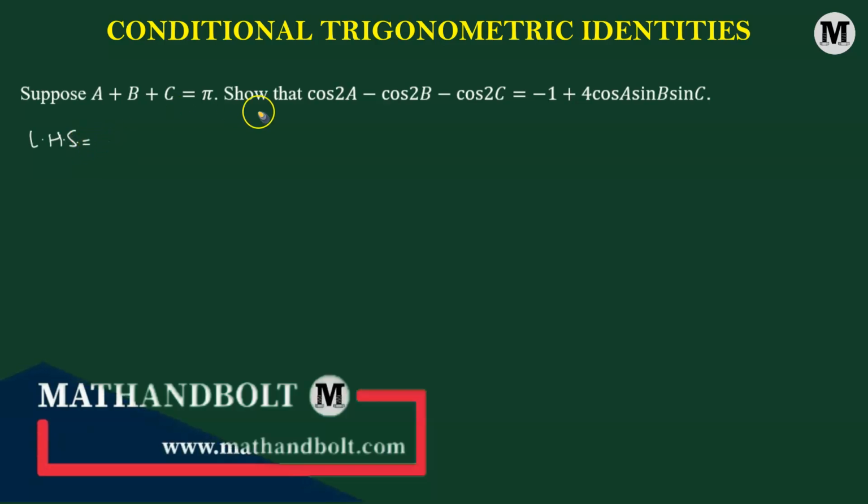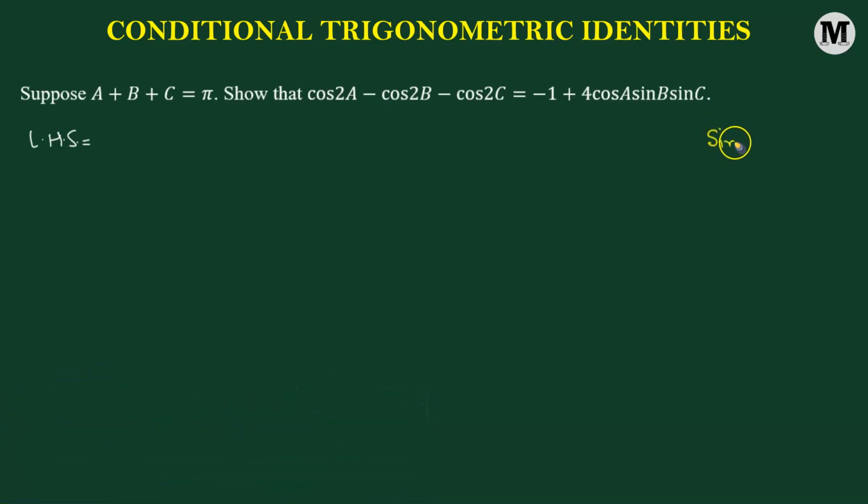Now before beginning, let's try to understand why this is a conditional trig identity problem. That's because if we consider our standard trig identity given by sine squared theta plus cosine squared theta equals 1, this identity is going to be true for any values of theta that we choose. However, our problem is only going to be valid for this particular value of a, b and c. That means we need to choose the values of a, b and c in such a manner that their sum always equals pi radian, and only then can we say that the given identity is going to hold. So that's why it's a conditional identity.